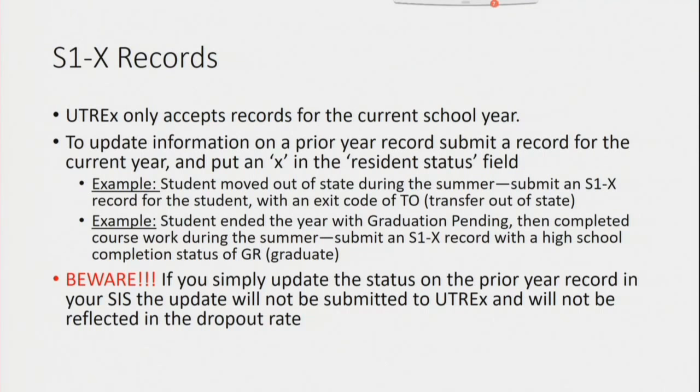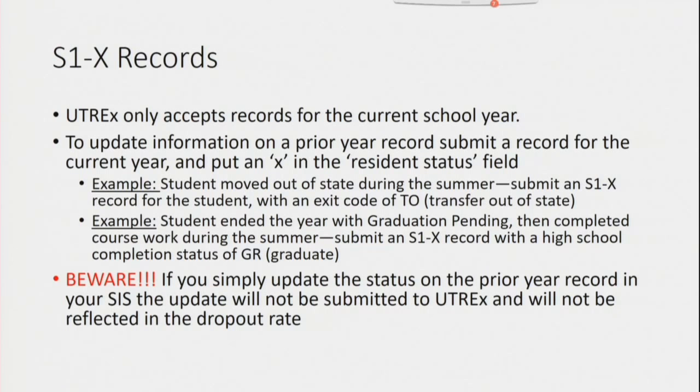So now we're in the 2019 school year. If you have a student from 2018 who at the end of the school year you expected them, they thought they were going to just return to your school next year in 2019, then they changed their mind, they're moving out of state. So you can't just go into their 2018 enrollment record and change the exit code to say transfer out of state because UTREX is no longer getting 2018 enrollment records. We'll never know at the state level that student's exit code changed. It has to be submitted as a 2019 enrollment record.